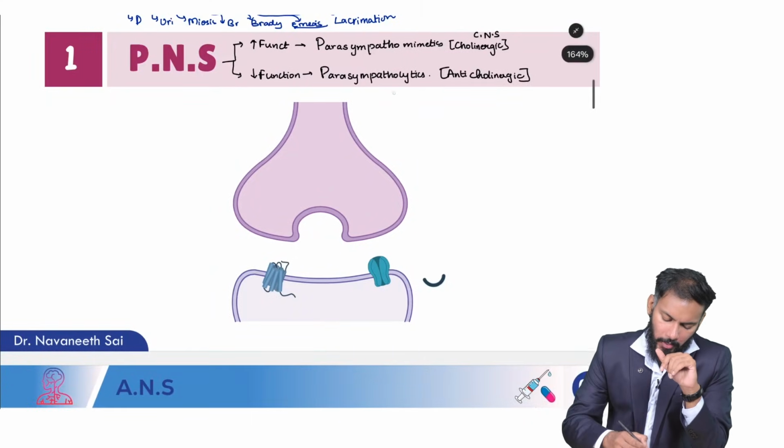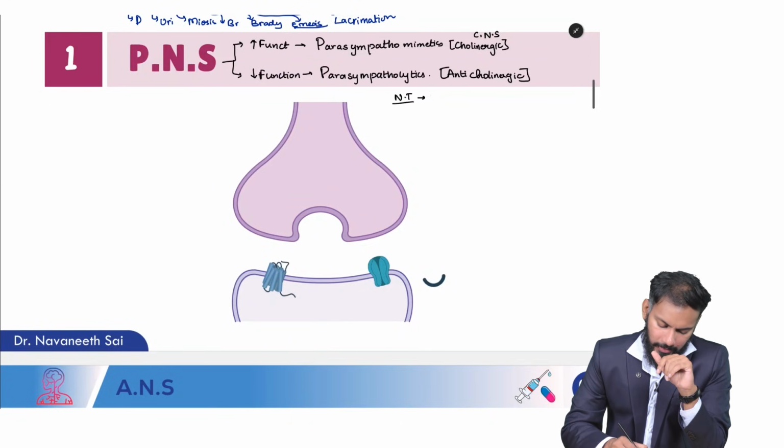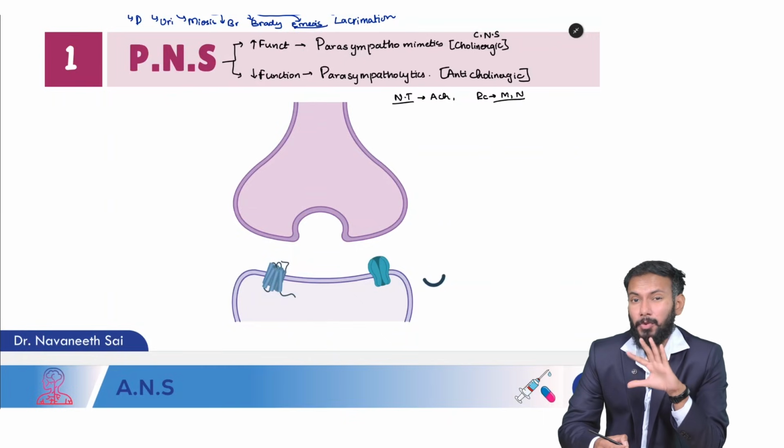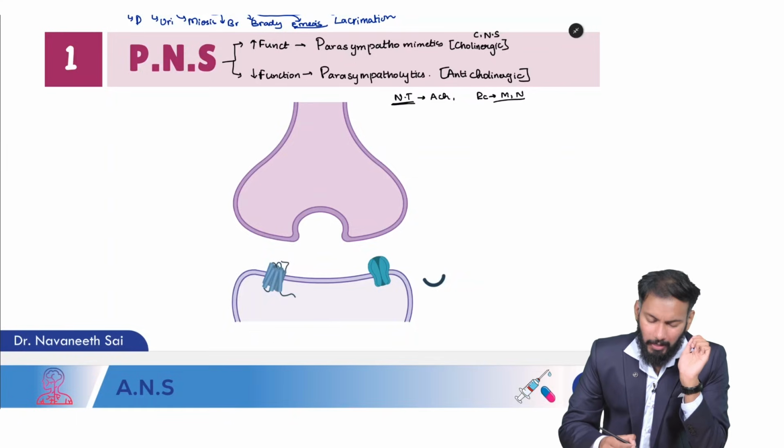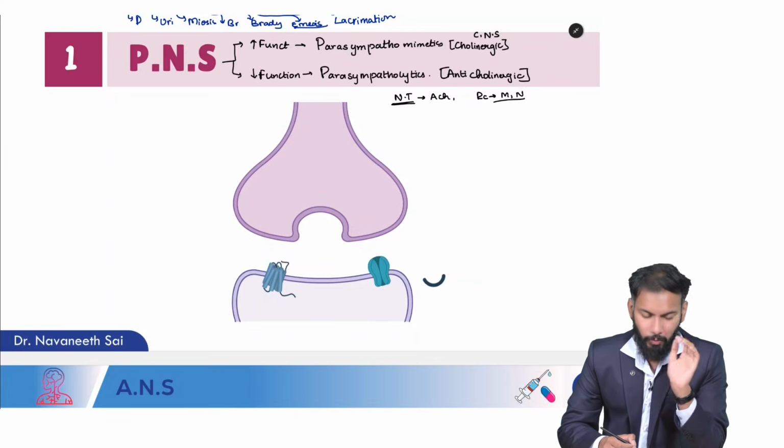Now, what are the neurotransmitters? It is acetylcholine. What is the receptor? Muscarinic and nicotinic. Now, you understood the types of nicotinic receptors. What I want to tell you is, neurotransmitter acetylcholine, how is it formed?